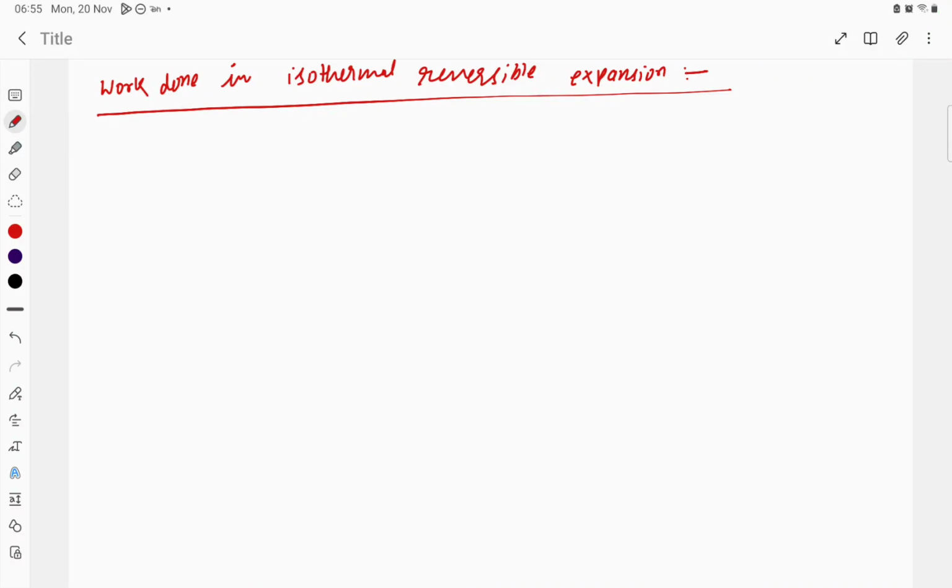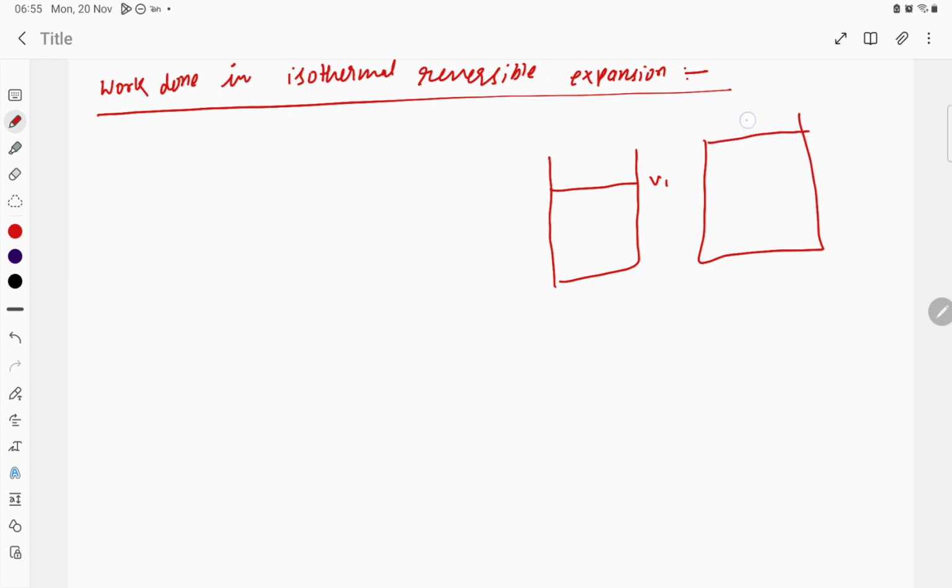Hello student, let us try to understand work done in isothermal reversible expansion. Let us have the system. This is the V1, and after the expansion the piston shifted to V2. This is the V2.